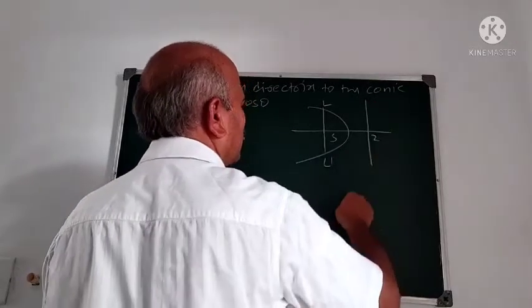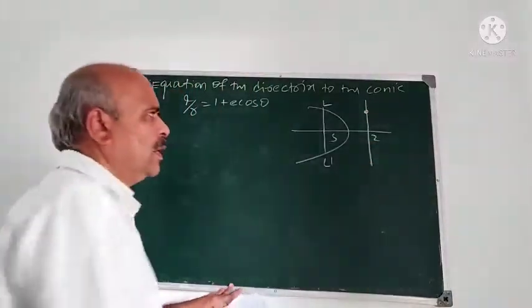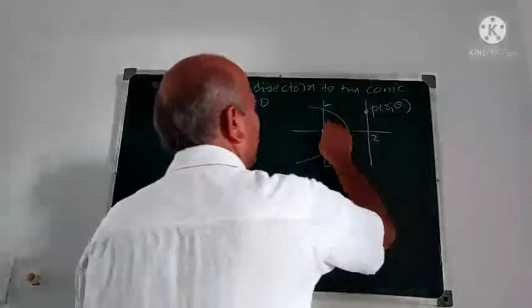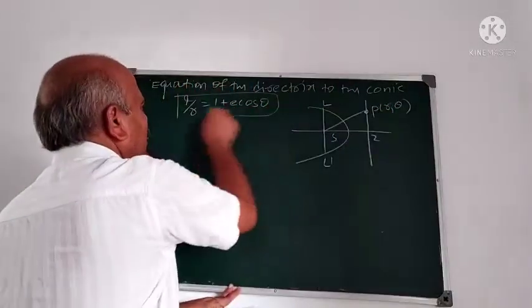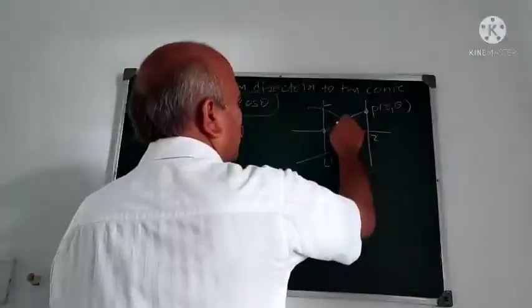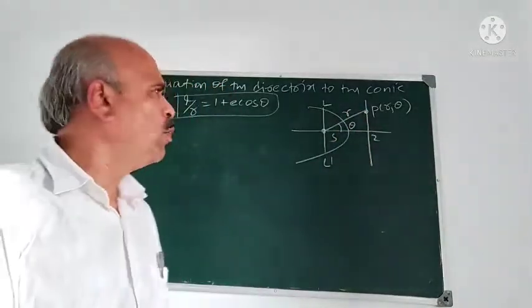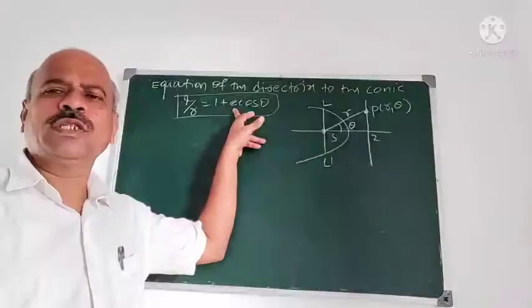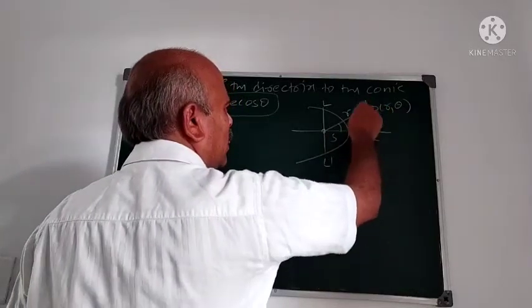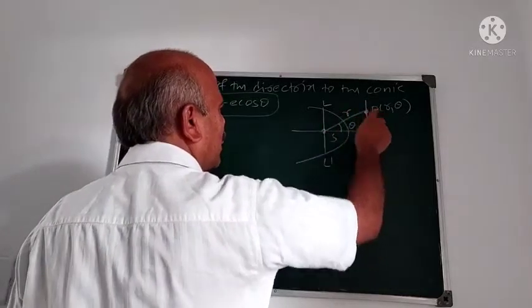We draw SZ perpendicular to the directrix. Then we have to find the equation for this directrix. Therefore we take an arbitrary point (r, theta) on the directrix. In the equation we have taken S as the pole. That is one more important thing here. S, the focus, is taken as the pole in the derivation of the equation of the conic section. Therefore angle ZSP is theta and SP is r.